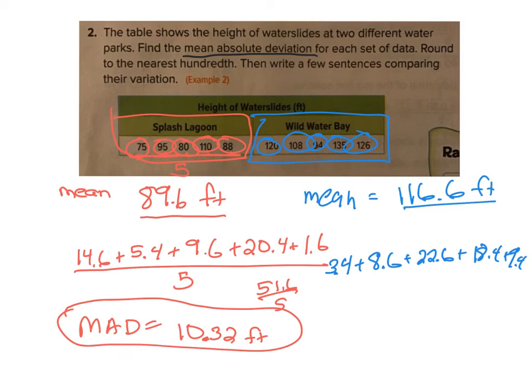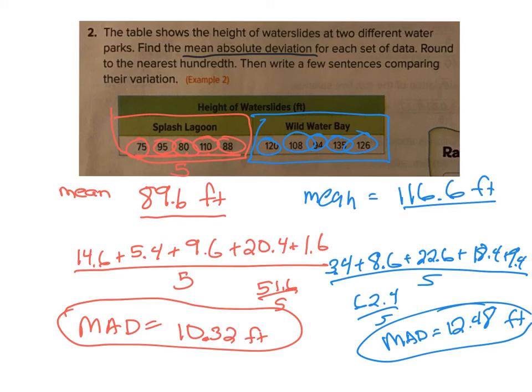Now let's add all those together, and we're going to divide it by 5 then. 3.4 plus 8.6 plus 22.6 plus 18.4 plus 9.4 gets me 62.4. Divide that by 5, and that gets me an MAD of 12.48 feet.